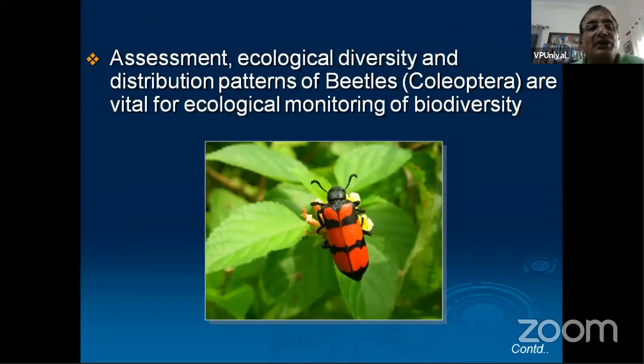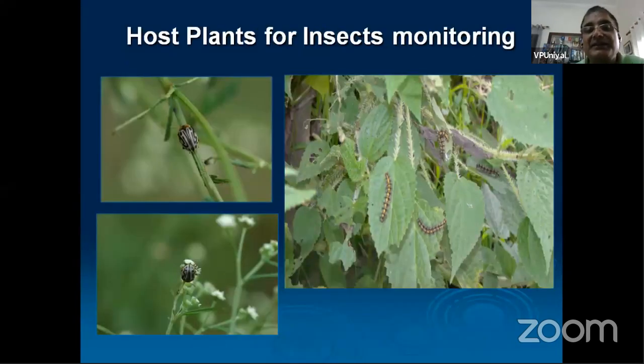Certainly, I will discuss the ecological diversity and distribution patterns of beetles, Coleoptera, vital for ecological monitoring of biodiversity. This species I already discussed with you. You know about this species, Zygogramma bicolorata. You can identify this plant. This is parthenium. You can see parthenium everywhere. It reaches up to 2,000 meters in the Himalayas.